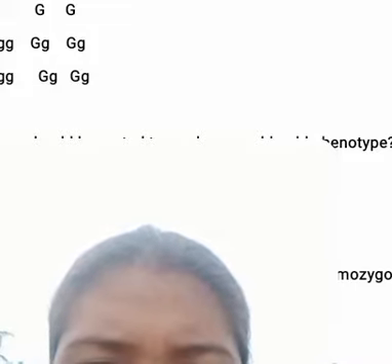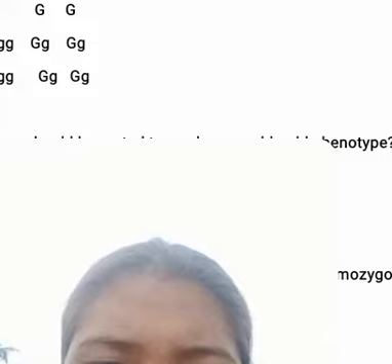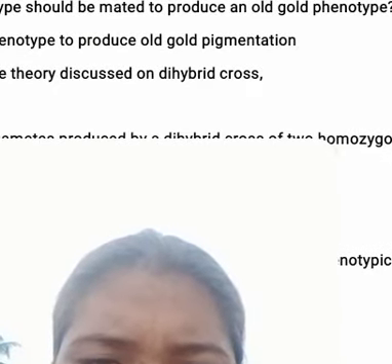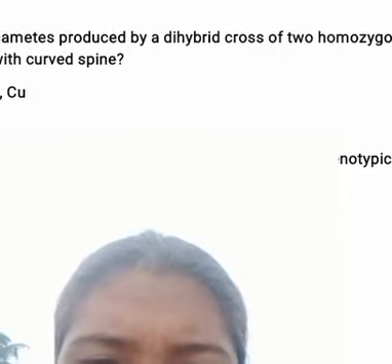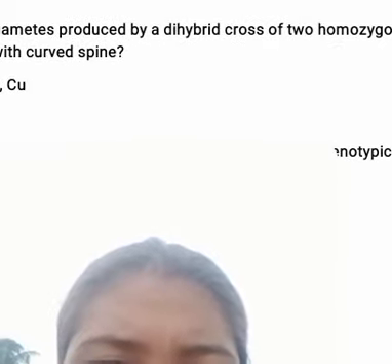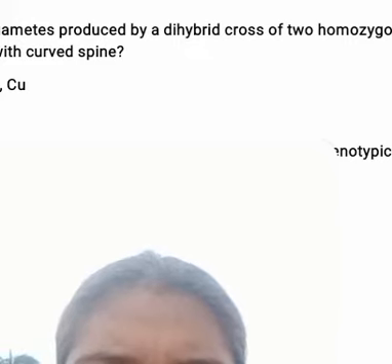What are the genotypes of parents? GG normally pigmented, gg golden. What are the genotypes of the progenies? Gg. What genotype should be made to produce all gold phenotypes? It is the gg genotype that produces all gold pigmentation.